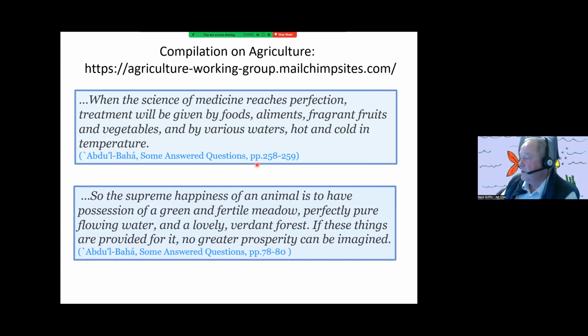When the science of medicine reaches perfection, treatment will be given by foods, aliments, fragrant fruits and vegetables, and by various waters, hot and cold in temperature. So the supreme happiness of an animal is to have the possession of a green and fertile meadow, perfectly pure flowing water, and a lovely verdant forest. If these things are provided for it, no greater prosperity can be imagined.